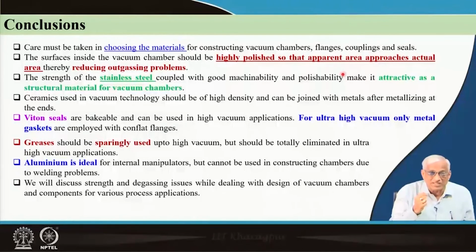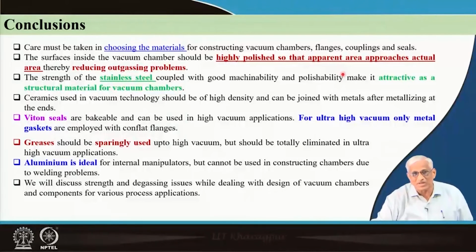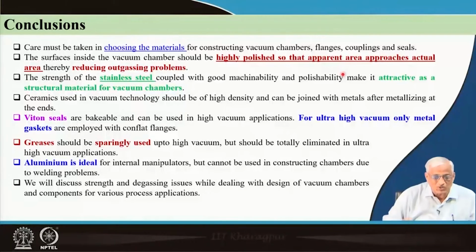You should not sweat much. If one drop of sweat falls and by mistake you connect it to the vacuum chamber, it is going to create a billion cc of water vapor gas later, and you will never get vacuum. So, in vacuum technology, cross related problems are there with respect to materials. You have to be very careful.